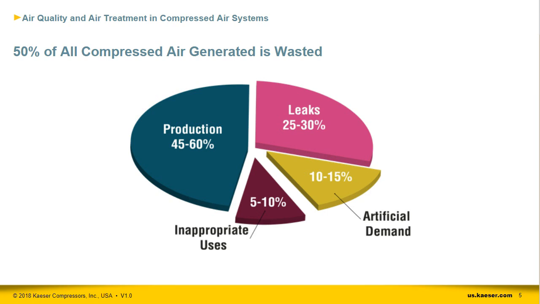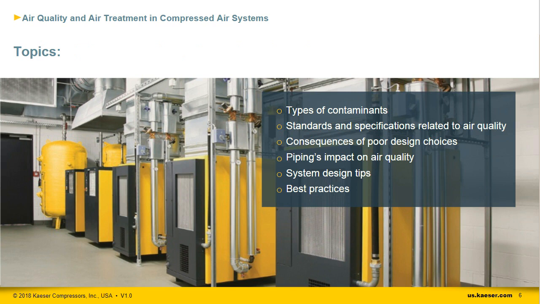All right, so now I'll get back on the main track for today's webinar, where we'll discuss ways of ensuring that your compressed air treatment is effective, how it can help reduce scrap, downtime, and energy costs. I'll explain the types of contaminants and touch on air quality standards before turning the mic over to Neil and Grayson to talk about the consequences of design choices, a bit on piping, and some tips and best practices. And then we'll have time for some questions.